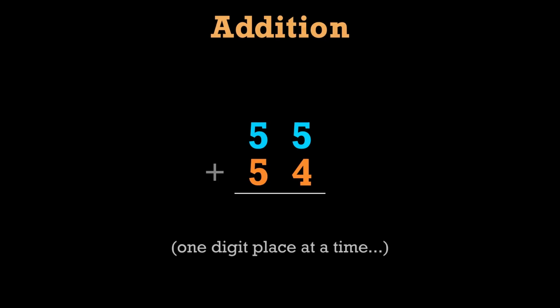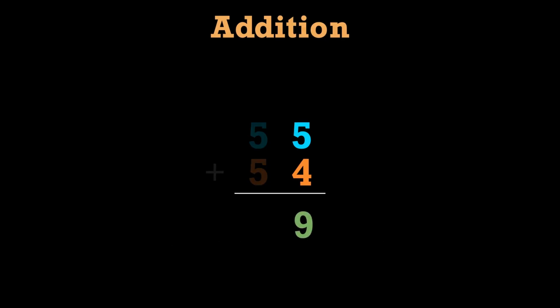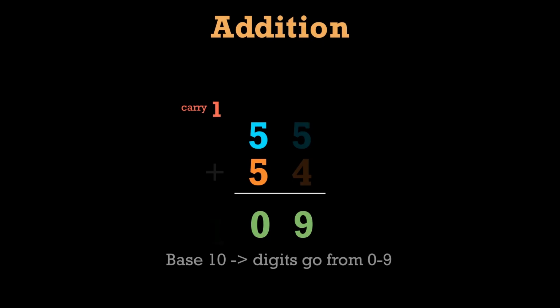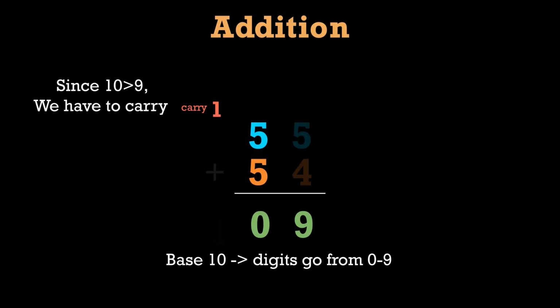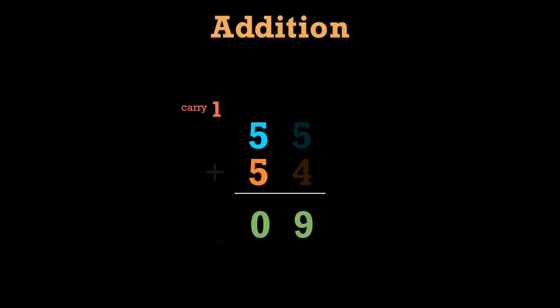Now, let's look at addition. You should already know how to add in base 10. Basically, you go column by column, right to left, and add the numbers digit by digit. 5 plus 4 is 9, so you write the sum of 9 and a carry of 0. 5 plus 5 is 10, so you write a sum of 0 and a carry of 1. This is because in base 10, a single digit can only hold values from 0 through 9. 10 doesn't fit, so it overflows into the next column. That's what a carry represents. And since there are no more digits, we can just bring the carry down.